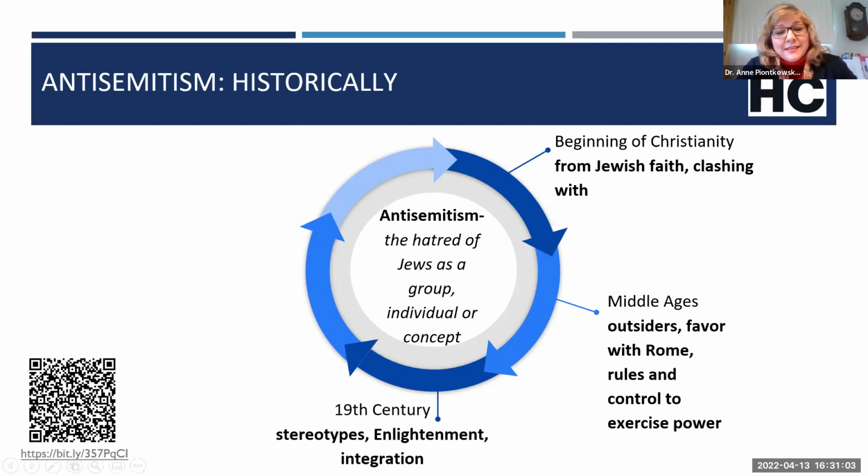So if we move into the 19th century and we look at stereotypes and enlightenment and integration, you were moving into a time where legal and equal rights were coming more to the forefront. Jews were being assimilated with other groups, were being allowed to be involved more heavily in culture and with other activities. But there were many that did not agree with that. They didn't think that was such a great idea.